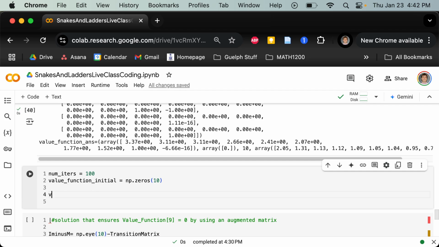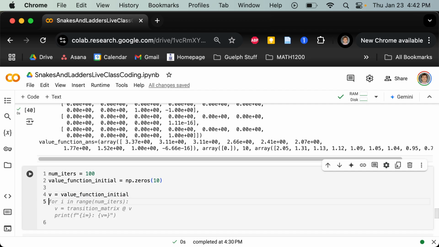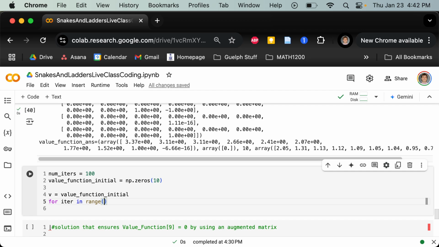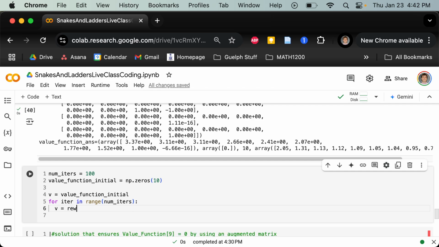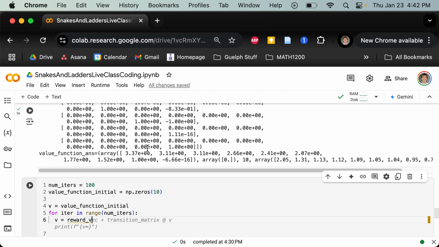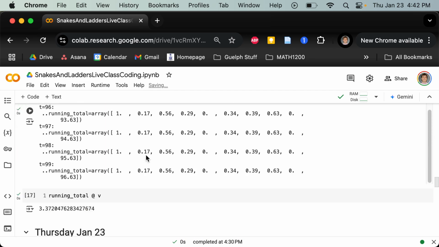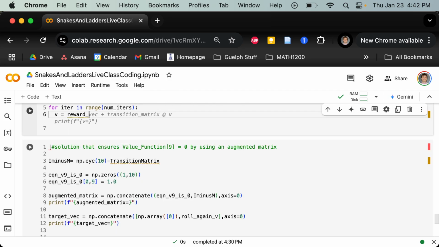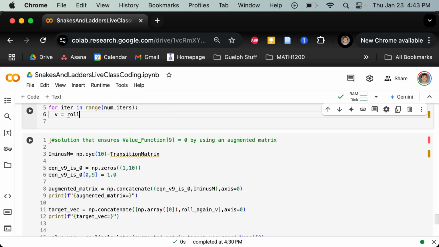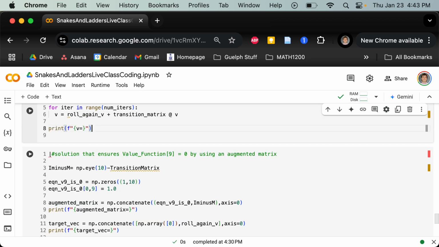Okay, and then I'm going to start with v being whatever the initial value is. And I'm going to loop through these number of iterations. So for iter in range num iters. And I'm just going to apply the equation. So I'm going to do v equals, not what Google is suggesting, but the reward vec. What was it called? It had a name. What did we add on? Roll again V. Okay, what a beautiful name. Roll again V plus transition matrix times V.